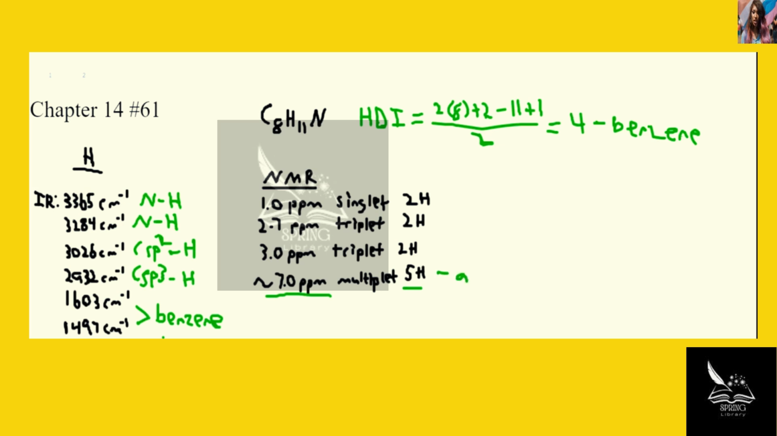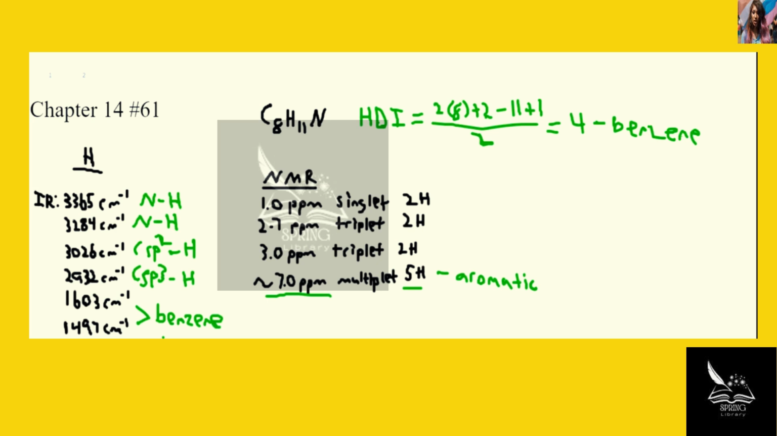This is a monosubstituted aromatic ring. And we know that it's monosubstituted because of the integration of 5. Remember, if it was just a benzene ring floating by itself in space, it would have 6 protons on it. And so with one substitution, it has an integration of 5.